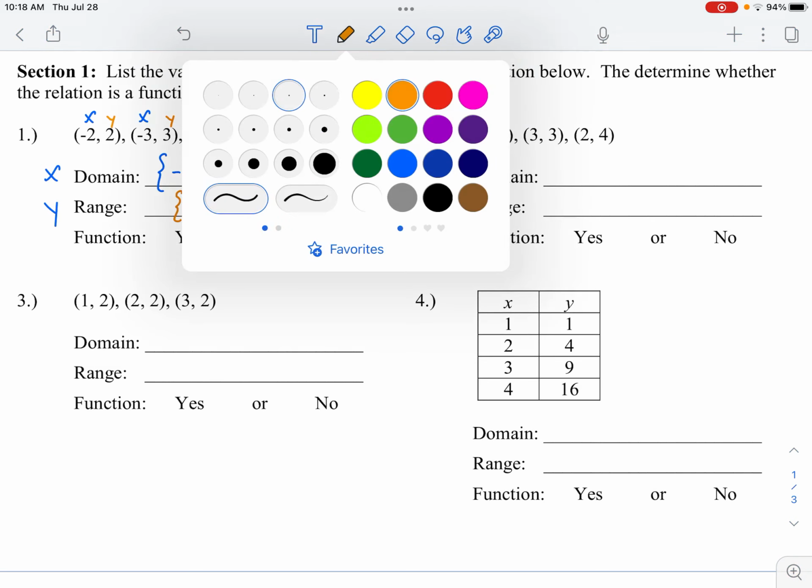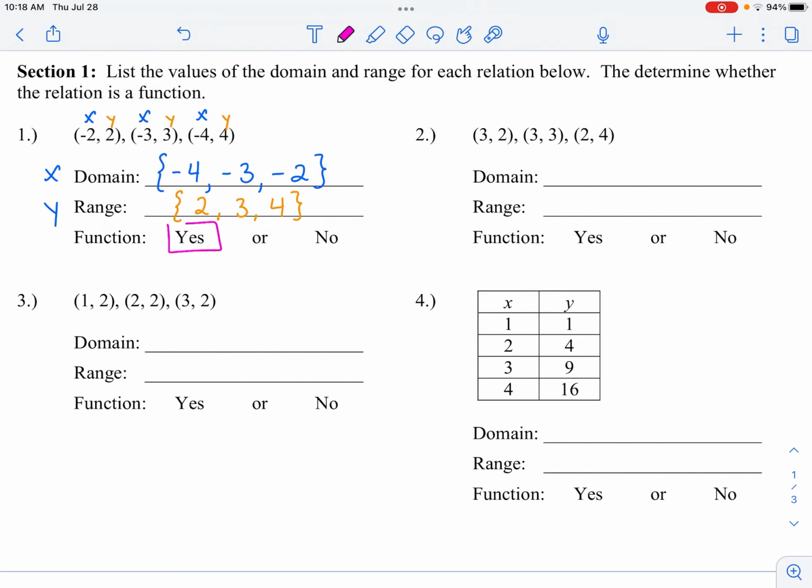So this, in fact, is yes, it is a function. Every x has only one y. None of the x's are duplicated and paired with more than one y. All right, let's go over and take a look at problem number 2.